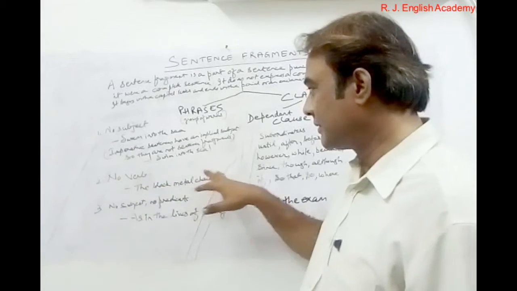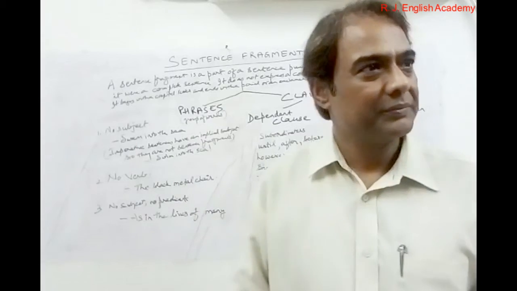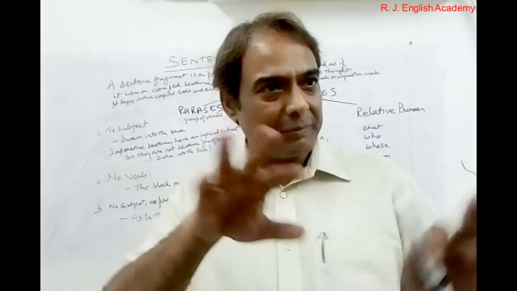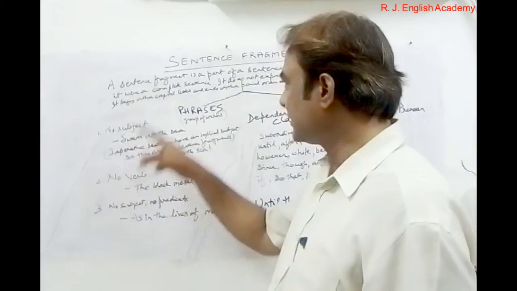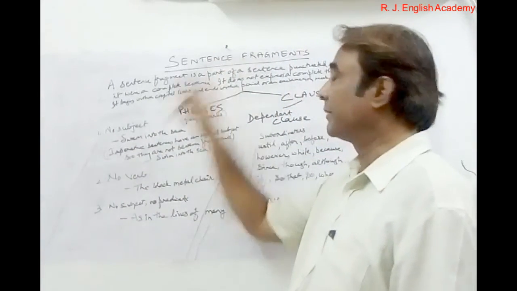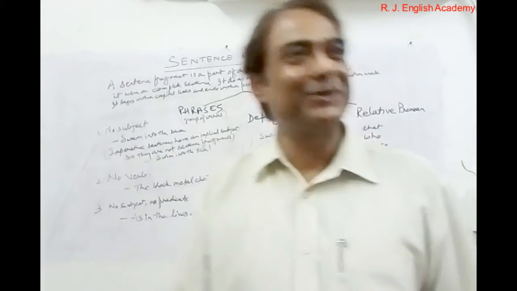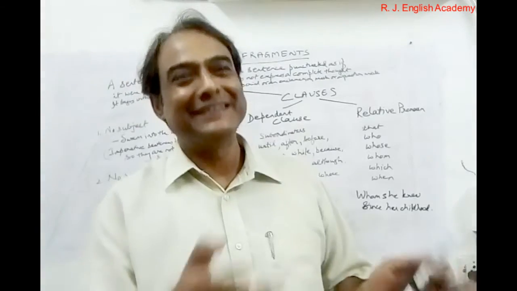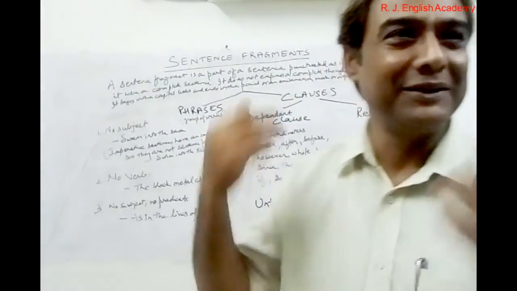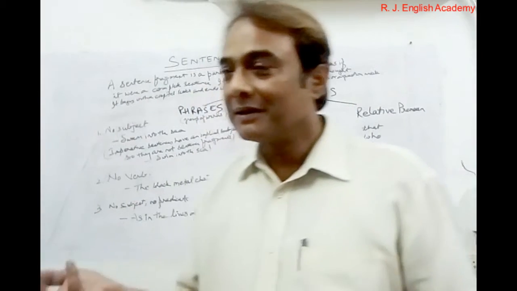It's a phrase, a group of words, "the black metal chair," but without any verb. It does not have a complete sense, so it's a sentence fragment. Next, there is no subject and no predicate. A sentence should have a subject and a predicate, SV order. Here it doesn't have a subject or a predicate, so it is not a sentence.